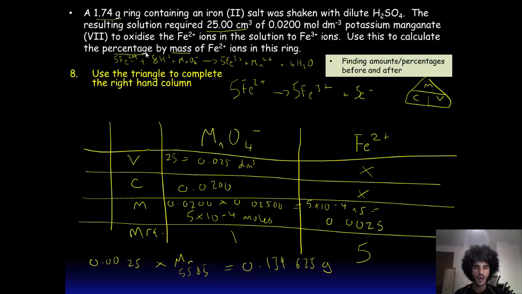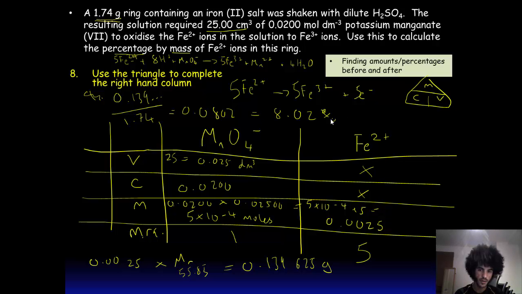Now it wants the percentage by mass of iron in the ring. I've got this much iron, and the total ring weighs that much. So in order to work this out, I have to divide, I'm just going to do it up here now, so apologies for the confusion, but it's the actual mass of iron, which is 0.139 and so on, divided by 1.74, which is the mass of my ring. And that gives me 0.0802, which is effectively 8.02%. So what that means is that only that much of my little ring is made of iron. The rest of it is hopefully made of more precious metals like gold or whatever you like. So there you have it, that's another type of problem.